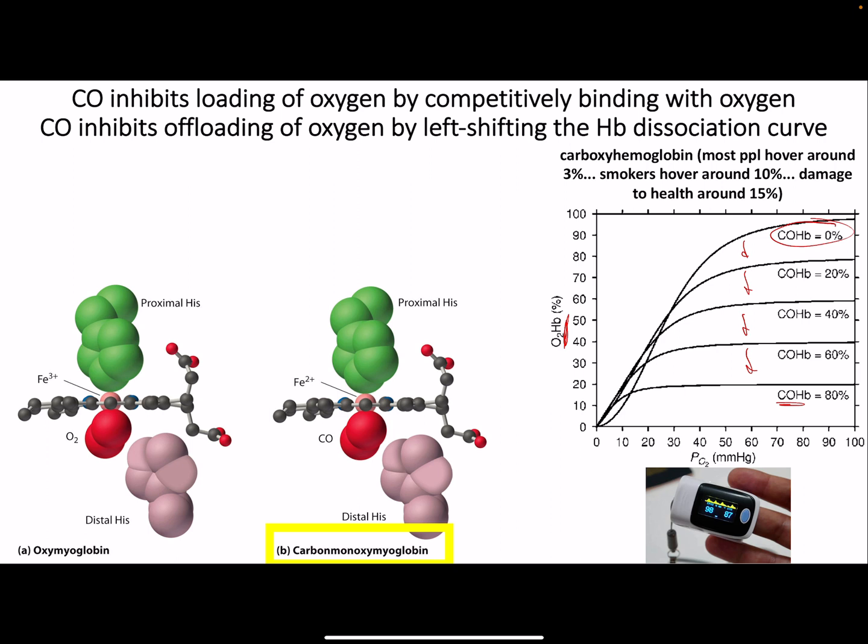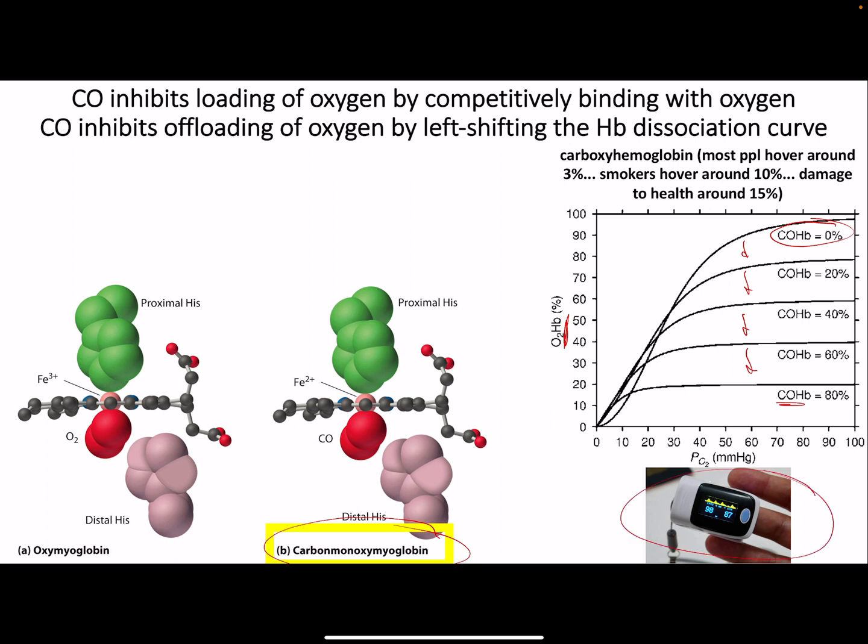It also, though, we said, has a left shift or an upshift on the hemoglobin dissociation curve, so it also inhibits the offloading of oxygen. So the other subunits that don't have the carbon monoxide hold onto the oxygen more tightly. This is called carboxyhemoglobin, or carbon monoxyhemoglobin, not to be confused with carbaminohemoglobin, which is where CO2 binds to the hemoglobin.